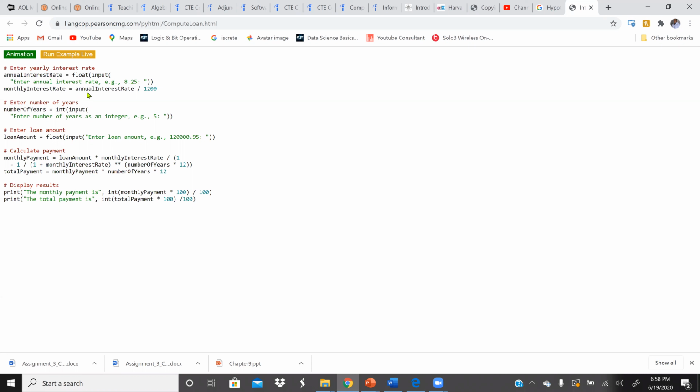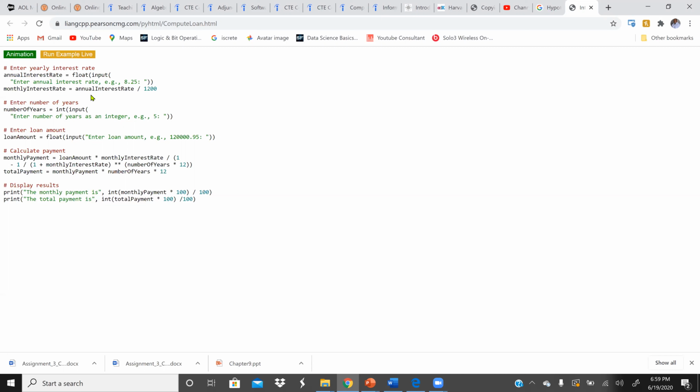Then when the user enters the interest rate, which is the annual interest rate, we divide by 1,200 to give us the monthly interest rate. The reason why we divide by 1,200 is that we are going to enter it annually, and we know 12 months will give us 1 year. So if I divide by 12, I will get the monthly. Now, after I get the monthly, the amount we enter is a percentage, 8.25%. So I have to change it to decimal. So we divide by 100.